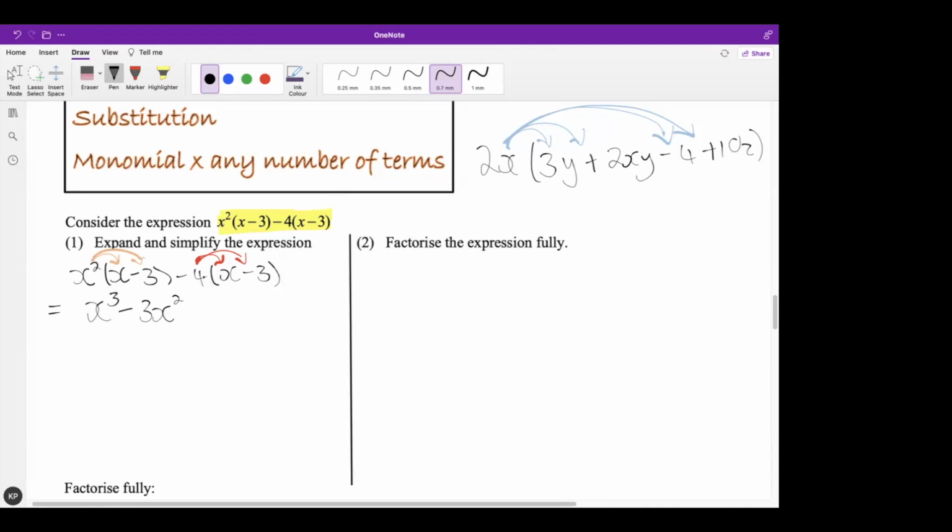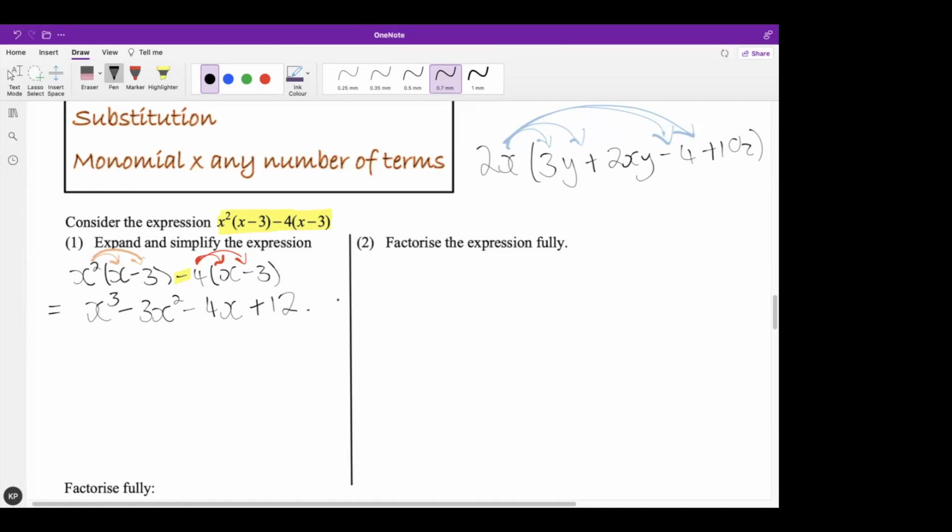Now we have a negative 4 times x. Don't forget this negative. Don't leave this negative out. So then my answer will be negative 4x. And now I have a negative times a negative, 4 times 3. Negative 4 times negative 3. What is that going to give us? That is plus 12.